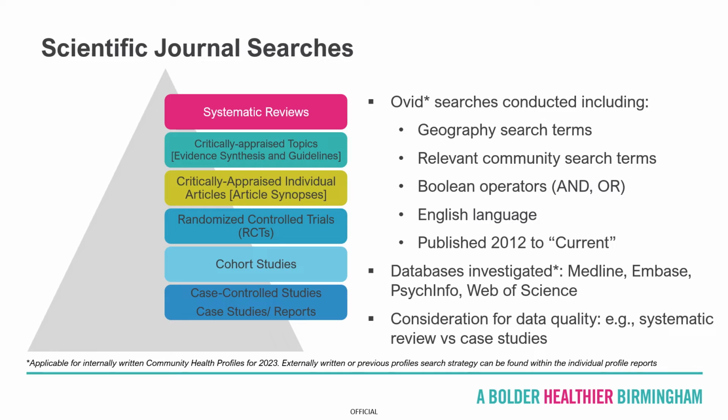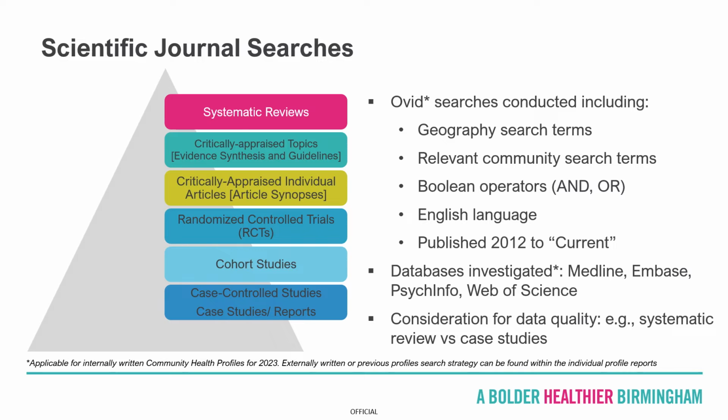Moving on to methodology and how we created the community health profiles. For the profiles that were published 2023 to 2024, they started with an Ovid search, which included search terms based on geography, community, making sure we had filters including the English language and only using journal articles from 2012 onwards to ensure that the data wasn't too outdated.